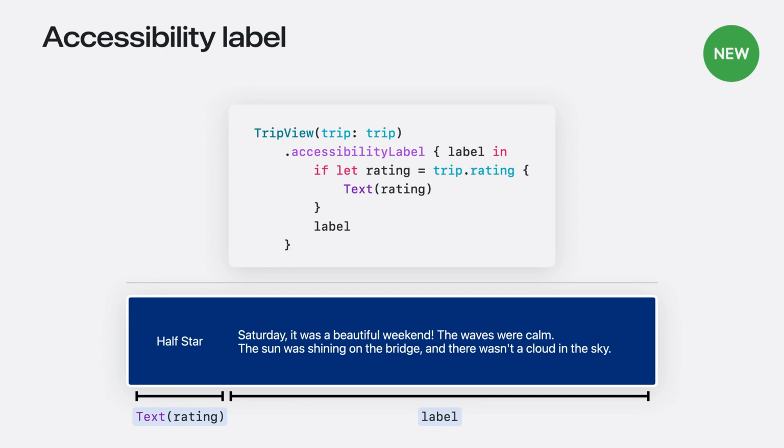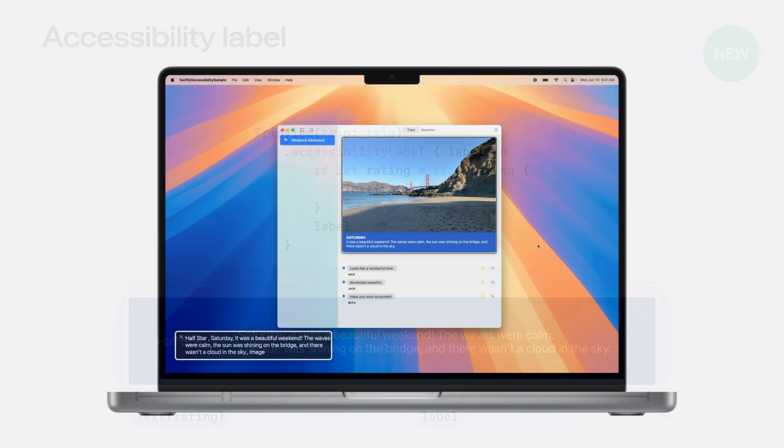Going back to the trip view, VoiceOver now correctly reads the rating and the post of the trip as a single label. "Half star, Saturday. It was a beautiful weekend. The waves were calm, the sun was shining on the bridge, and there wasn't a cloud in the sky. Image." Sounds good. This is just the start of where you may consider using these APIs.